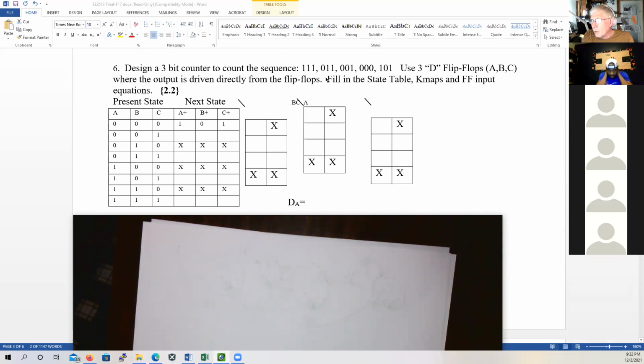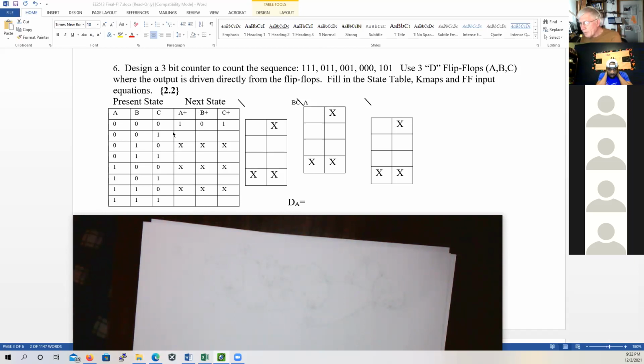So we're going to count 7, 3, 1, 0, 5. In this case, there are no repeated sequences, so we can use our standard method. We don't need the extra columns for the outputs. We'll just let the next states represent the outputs. The only real input here is a clock, and there are no outputs, just the state of our next state flip-flops. So we have 3 flip-flops, A, B, C. Here are the desired next states, and these are real easy to do.